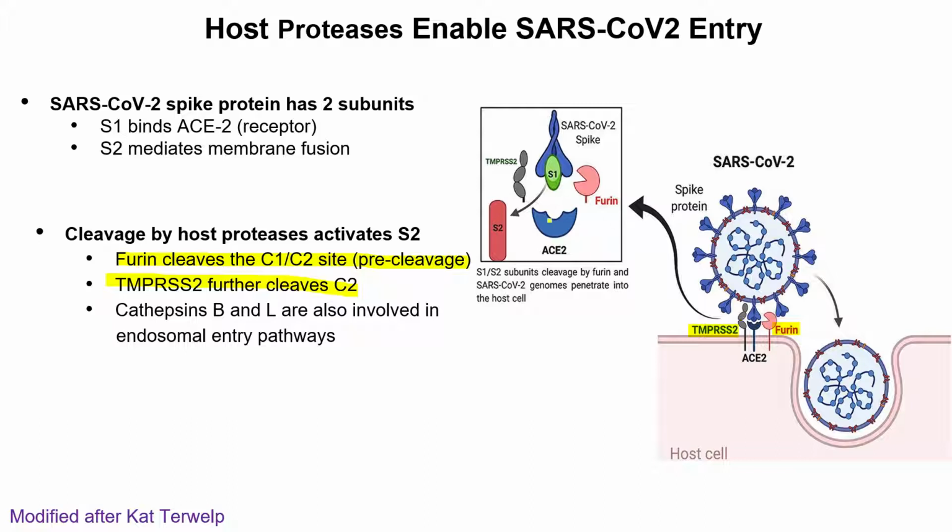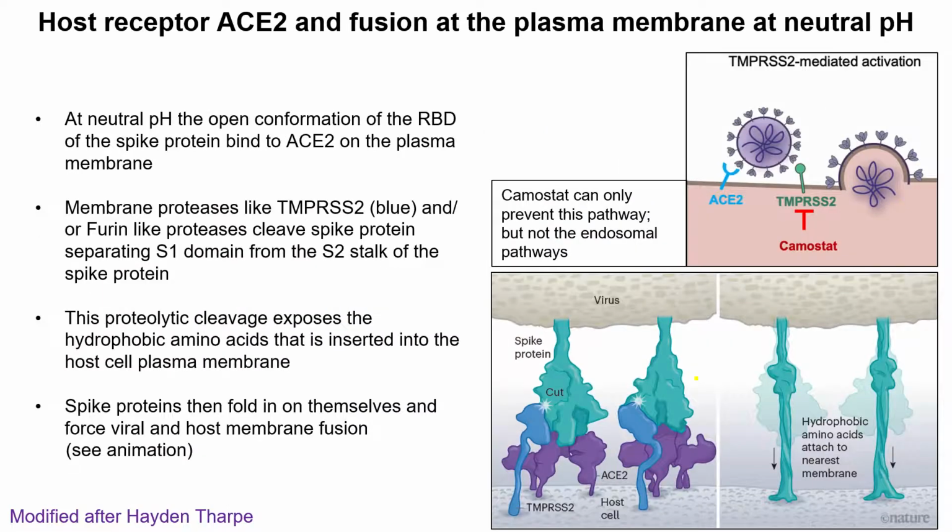ACE2 is binding right here, and the furin or TMPRSS2, either one of them, can cut that S1 out, and this S2 exposes the peptide. The S2 is right here. It is converted to that, and that will insert into the membrane. And we are going to see that in a second, how it happens. The animation will make it much, much clearer.